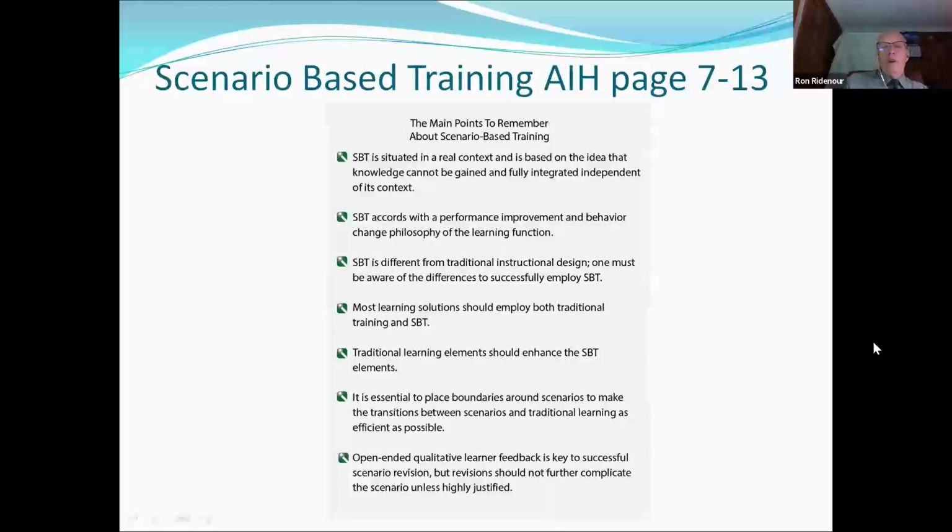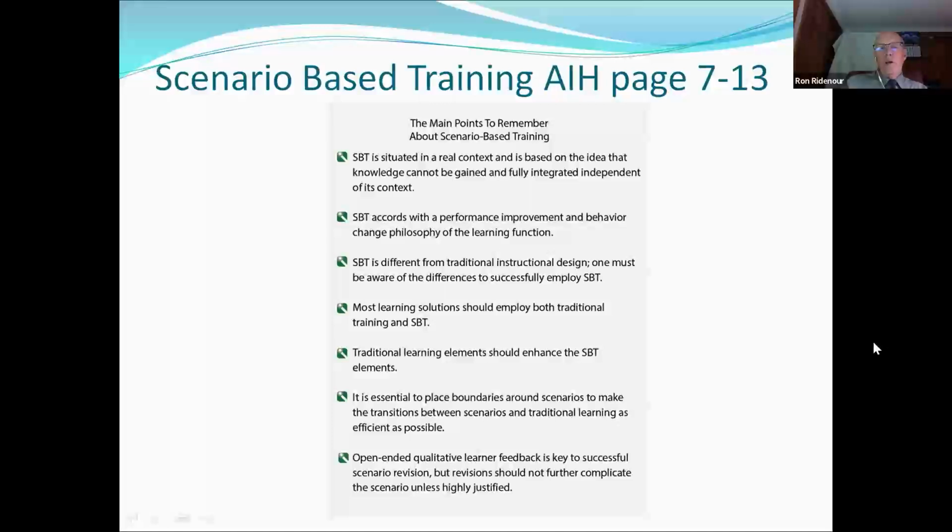So let's talk a little bit about scenario-based training. And again, this is right out of the Aviation Instructor's Handbook, on page 7-13. I'll talk to a couple of main points to remember. You can read down through them on your own, or look in the handbook and review them. About halfway down the list, most learning solutions should employ both traditional training methods and scenario-based training methods.